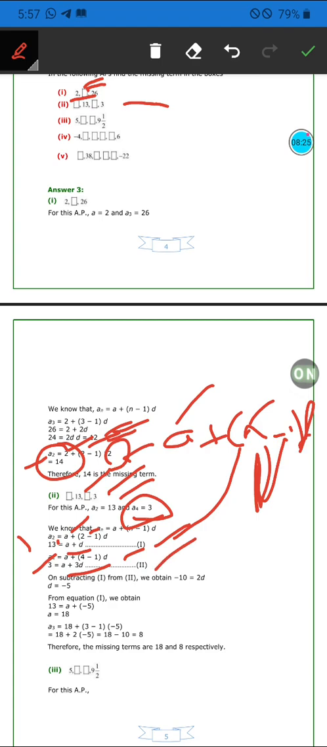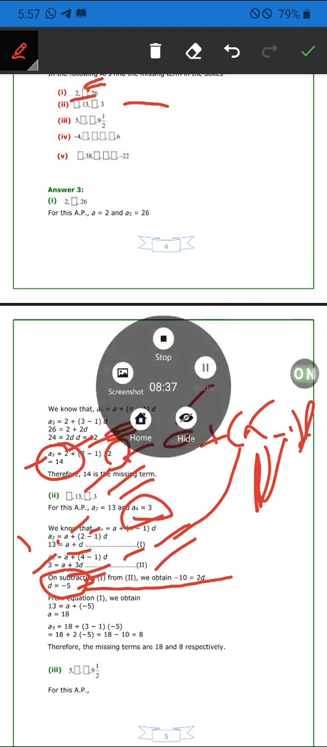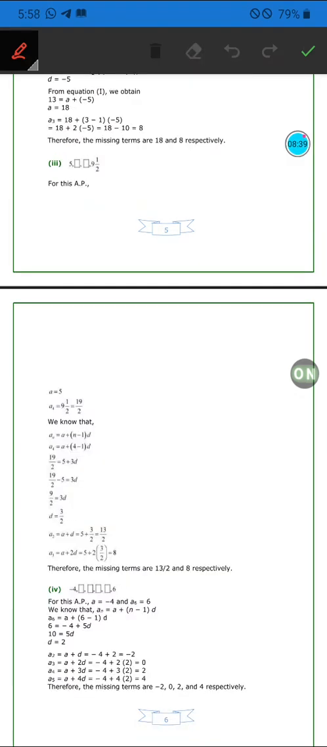On subtracting 1 from 2, we get D as minus 5. So put D equal to minus 5 in equation 1. So 13 equal to A plus D. What is D? D is minus 5. So by putting the value, A we get 18.